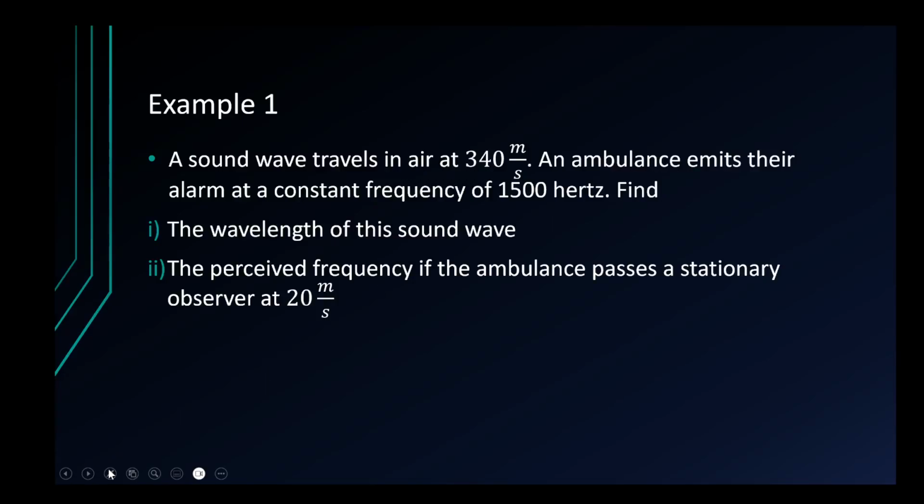So here's the first example. A sound wave travels 340 meters per second in air. An ambulance emits its alarm at a constant frequency of 1500 hertz. Firstly, find the wavelength of the sound wave, and the perceived frequency if the ambulance passes a stationary observer at 20 meters per second. So you can go ahead and try this problem, and then when you're ready, come back for the solution.